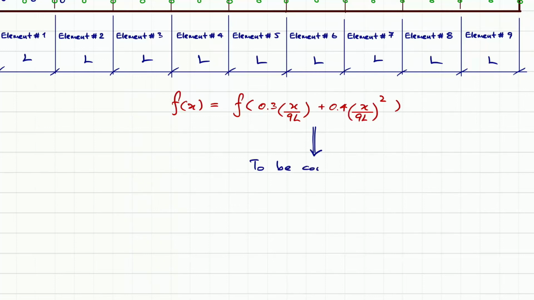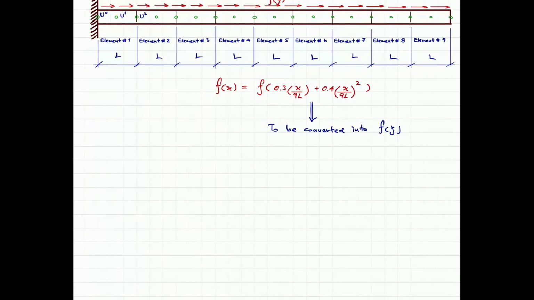This is to be converted into f of c, but that is for an individual element, because your x and your c, for each element, these relationships are different from the different way you map. The xi will keep changing. Okay, right?